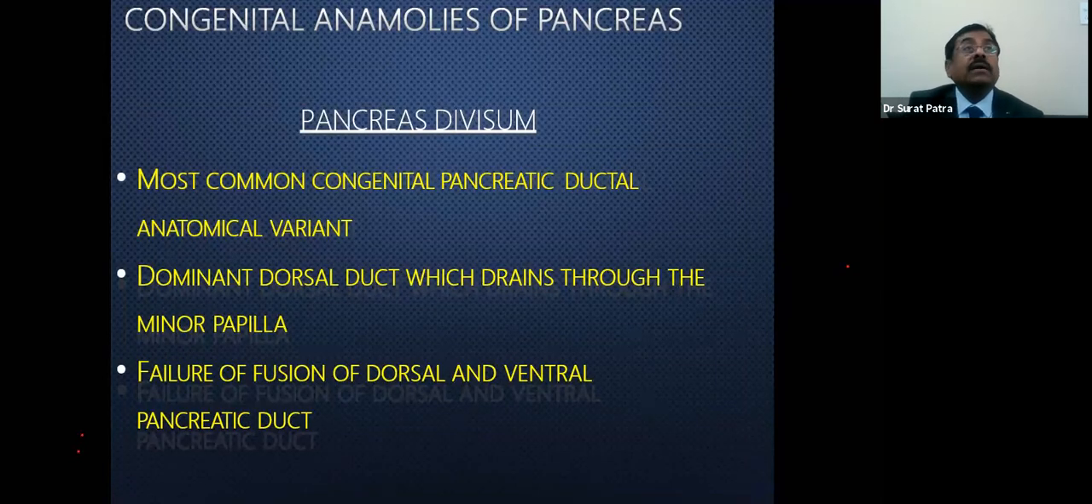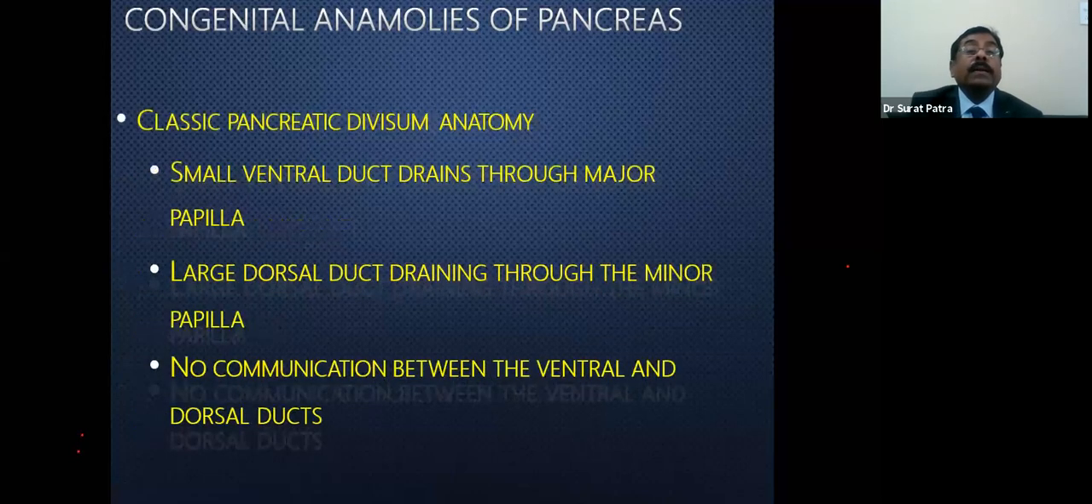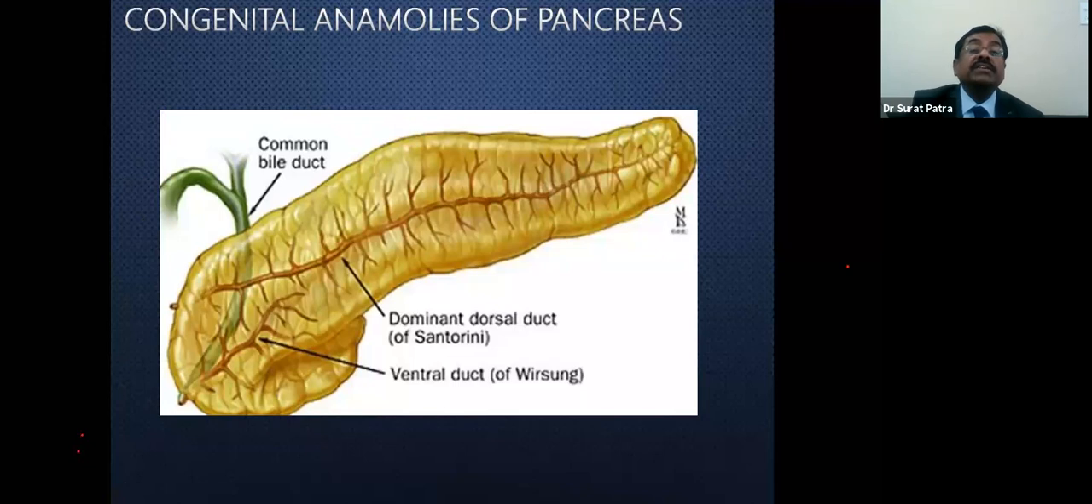A little more about pancreas divisum. It is the most common congenital pancreatic ductal anatomical variant, with a dominant dorsal duct which drains through the minor papilla, and failure of fusion of the dorsal and ventral pancreatic duct occurs in this anomaly. In the classic pancreas divisum anatomy, the small ventral duct drains through the major papilla, the large dorsal duct drains through the minor papilla, and there is no communication between the ventral and the dorsal duct. This is the picture.